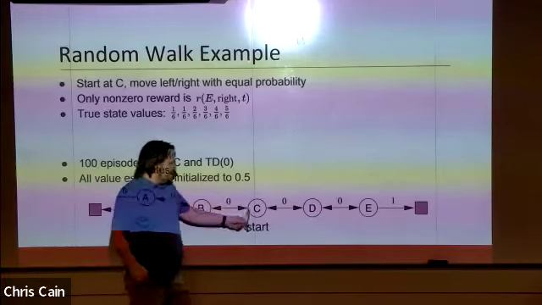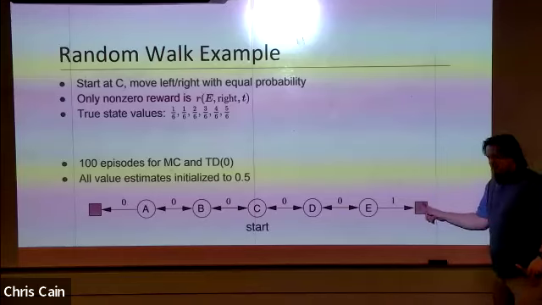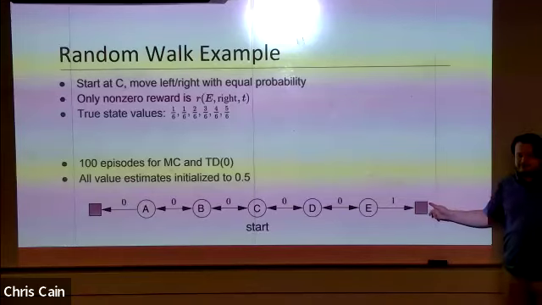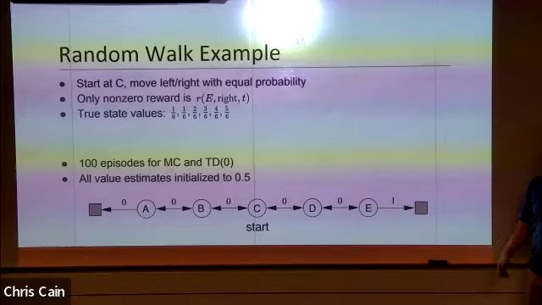If we start in C and we move right, right, right, then we get a reward of 1 when we get to this final state. So we want to be moving right more than left, but it's going to be a little bit more difficult to learn because if we are moving right and left with equal probability, we need to get 3 lefts away from the start or 3 rights away from the start to even terminate the episode.